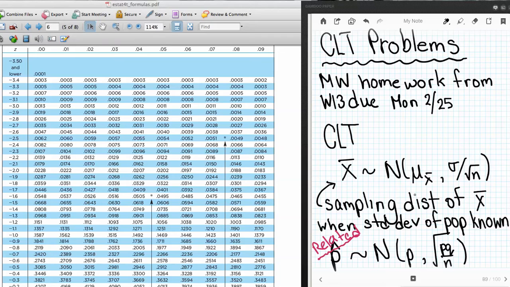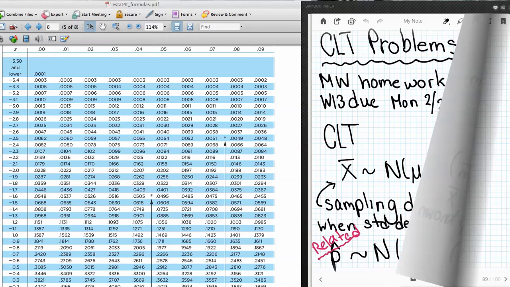Now something that's related to this is the sampling distribution of p hats. The sampling distribution of p hats is also normal, and it has a mean that's equal to the population proportion and a standard error equal to the square root of p times q divided by n. And that will come up later on as we start studying inferences based upon the normal distribution.